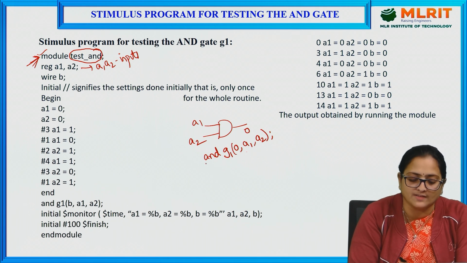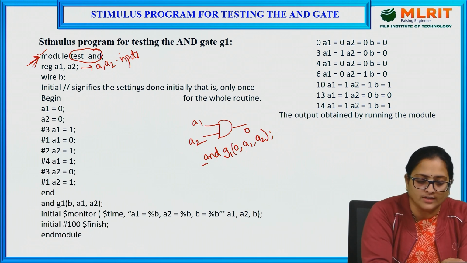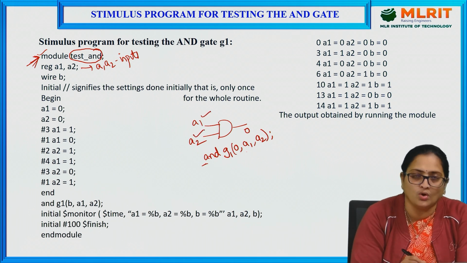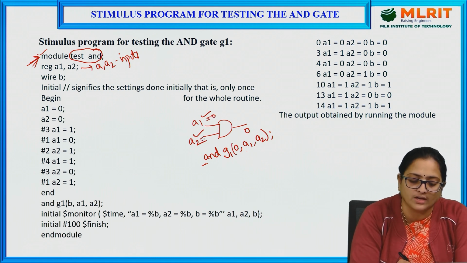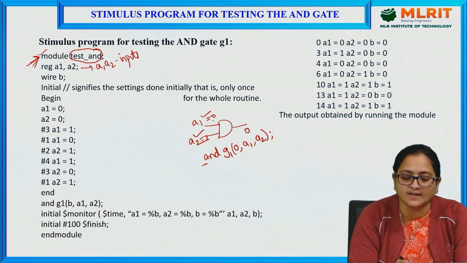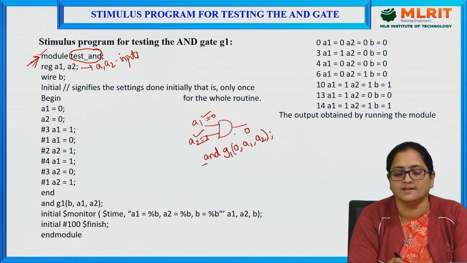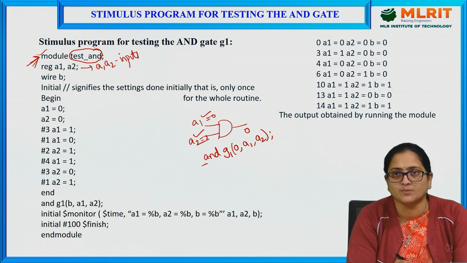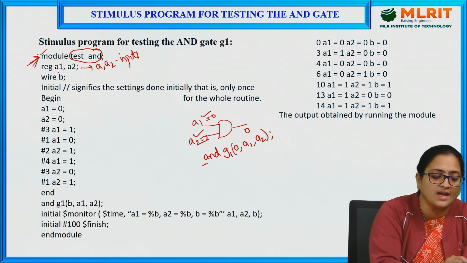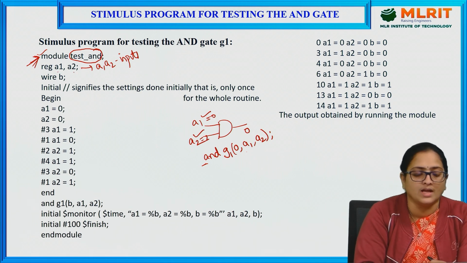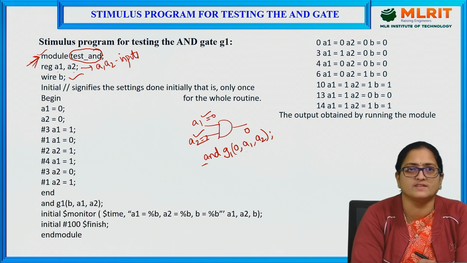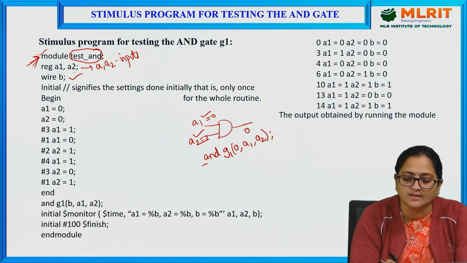And now I am testing this primitive here. A1, A2 are the inputs. I need to store some values in A1 and A2 so that I can test the output of the AND gate. So to store these values, I have declared A1 and A2 with the reg keyword. And here B is an output which is declared as a wire because the output of the AND gate will be driven to some other modules.